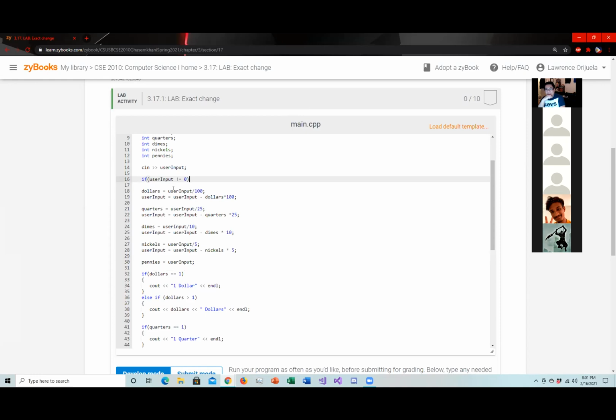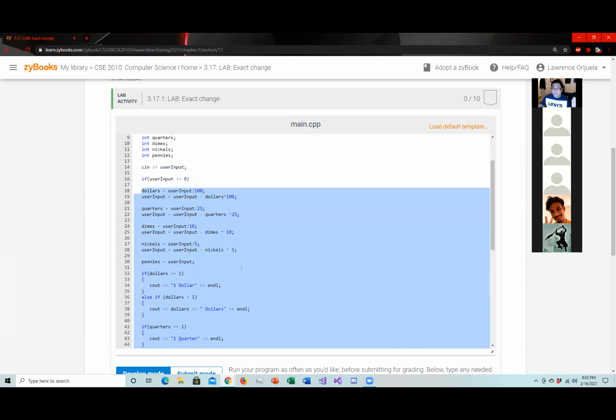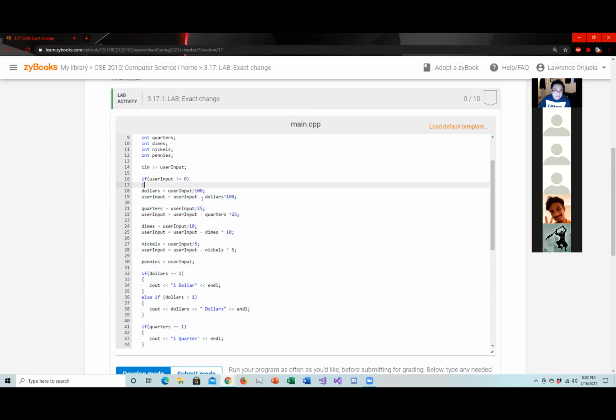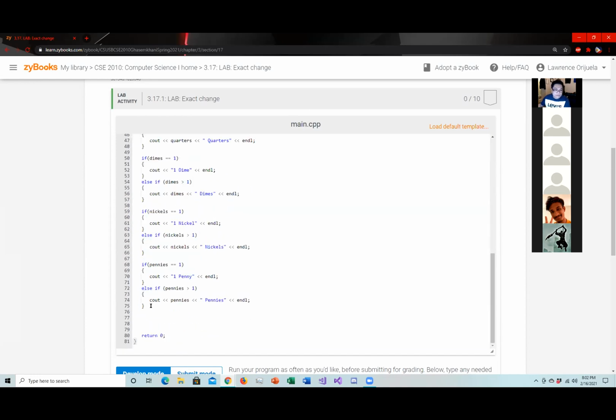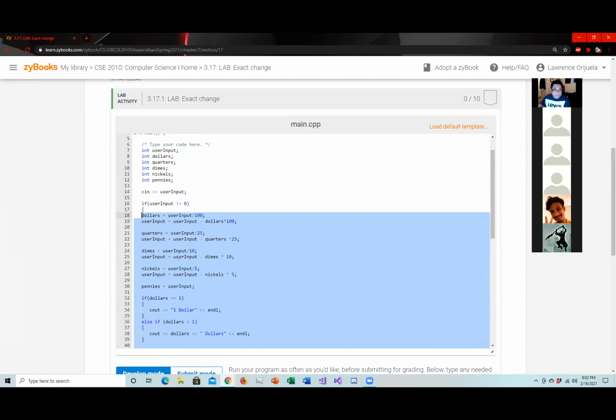Well, it wouldn't make sense if you put negative numbers, because how can you have negative money, right? How can you have negative dollars, negative quarters? Okay. So if the user input is not 0, then we would do all of this, right? So I'm going to have to put everything I highlighted inside of squiggly brackets. I'm going to have an opening squiggly bracket here and a closing squiggly bracket here. And then all of this, I'm going to press tab.